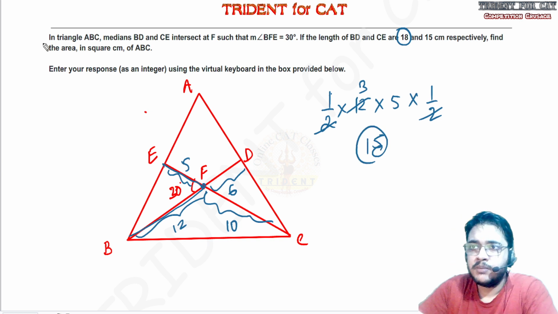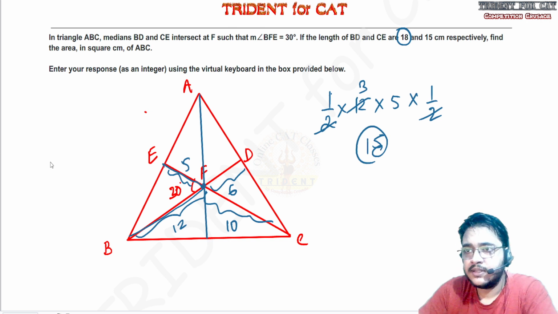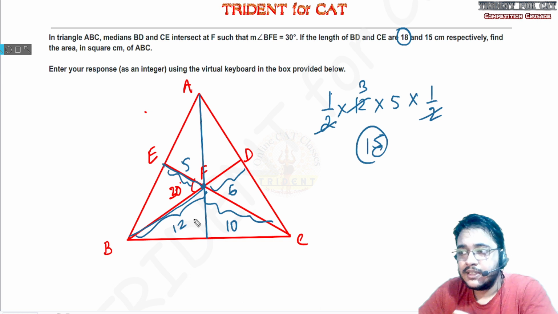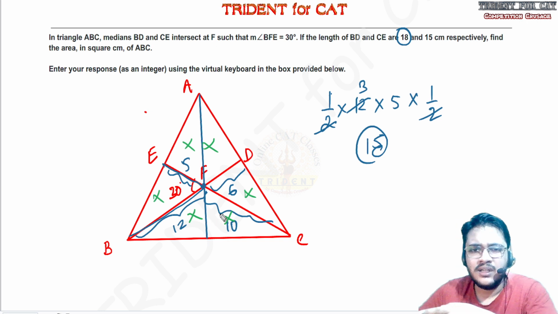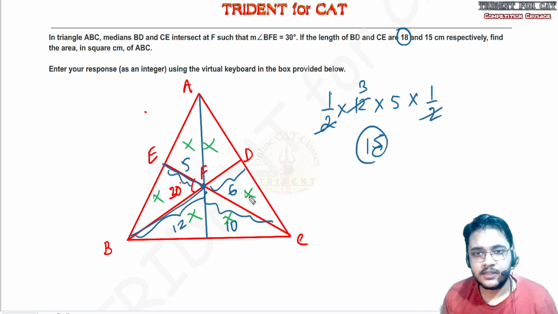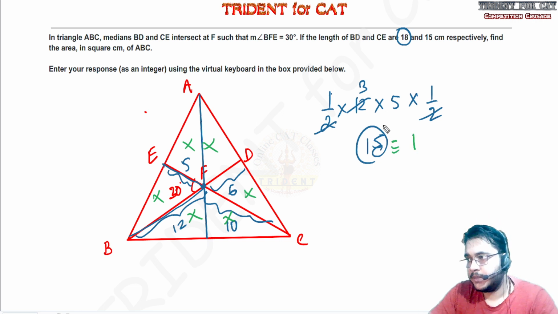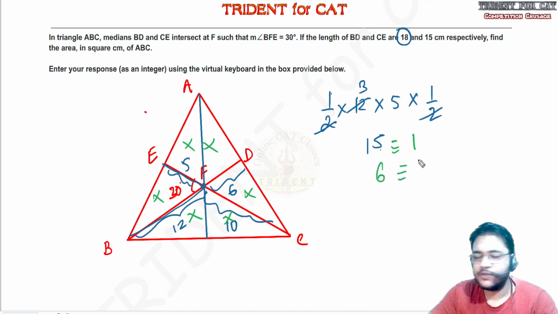Now please remember that the intersecting medians will divide the triangle into equal parts. You may not be able to visualize that, this part, this part, this part, are they all equal in area? You may not be able to visualize them, but yes, they are equal in area. That is why intersecting medians divide the triangle into six equal areas. So one part of which is 15, can you tell me six parts will be what? 6 into 15, that is 90.